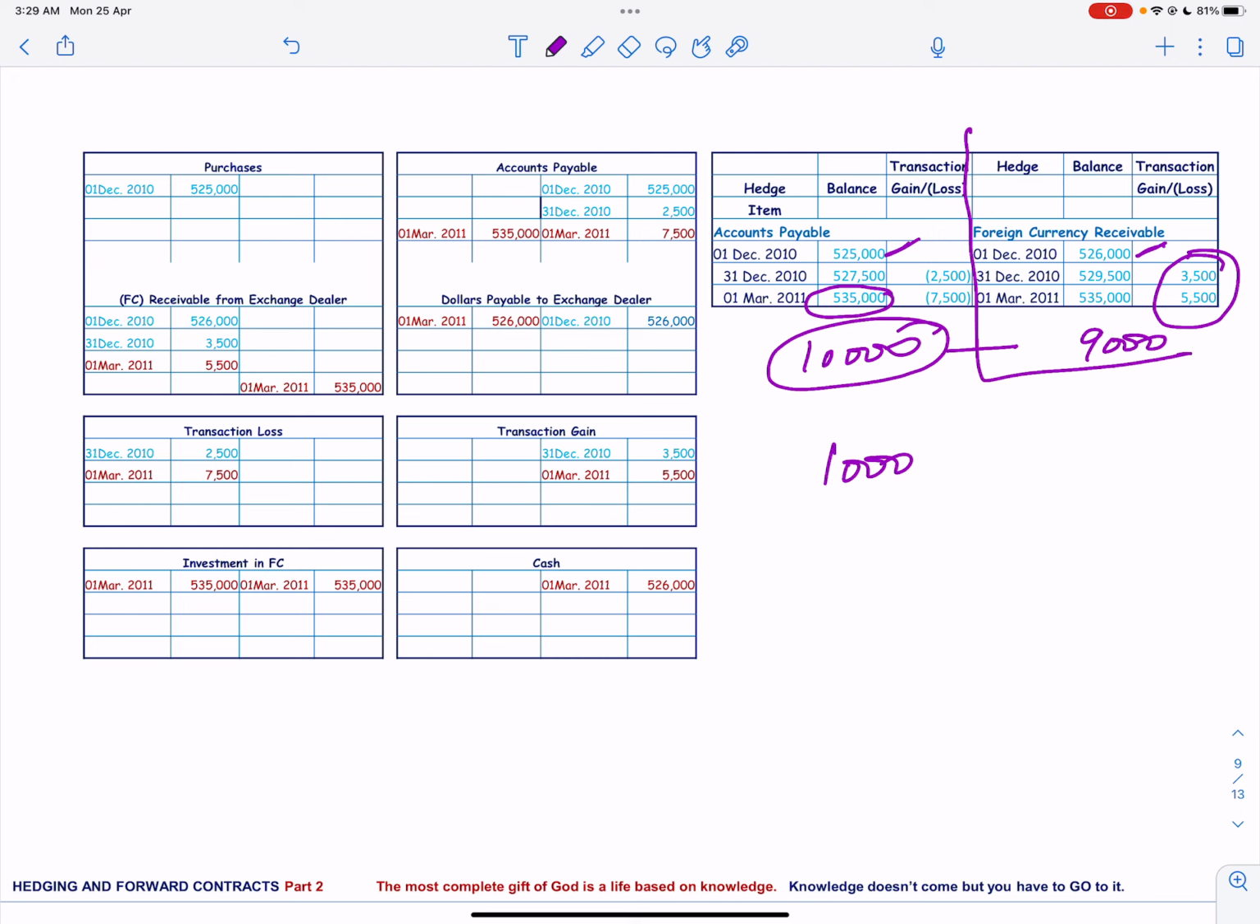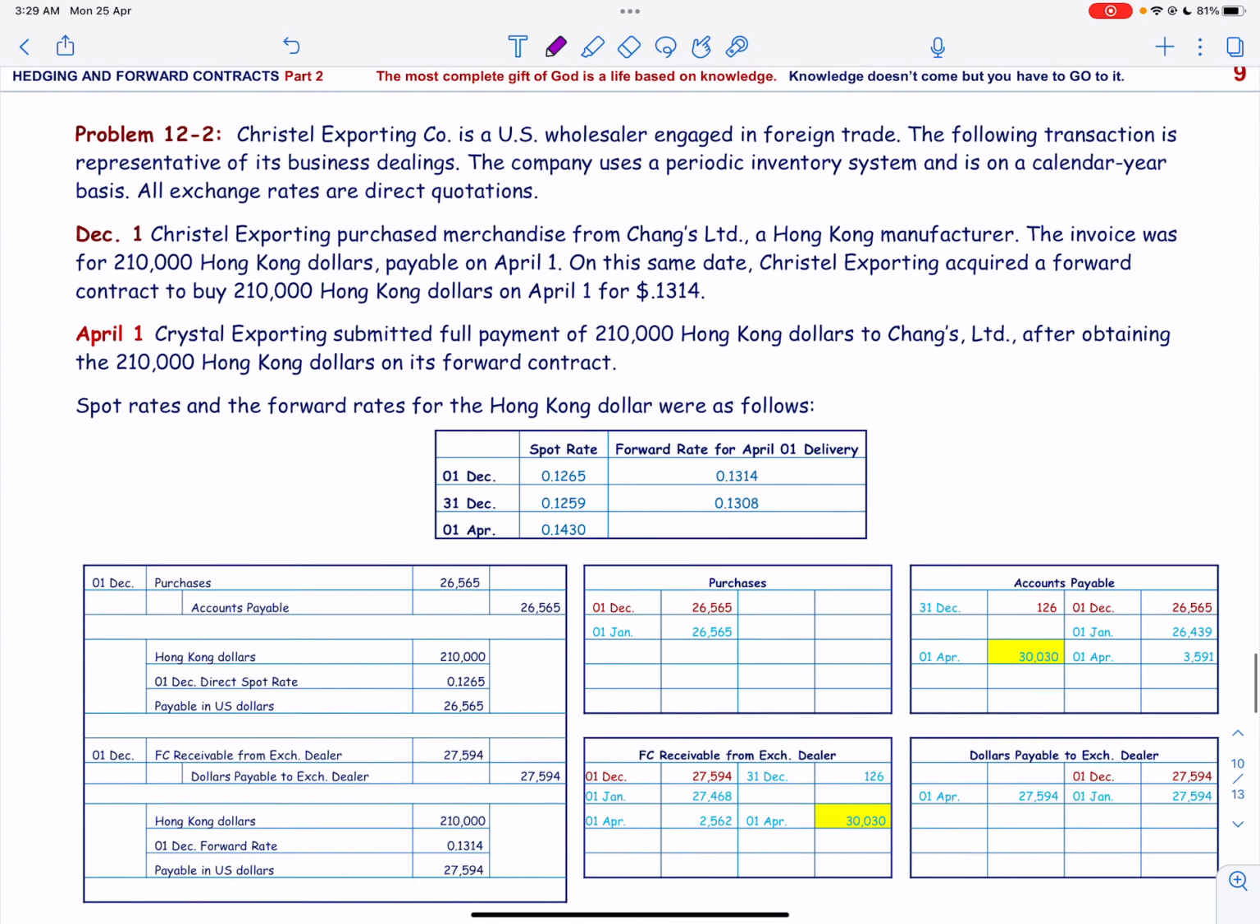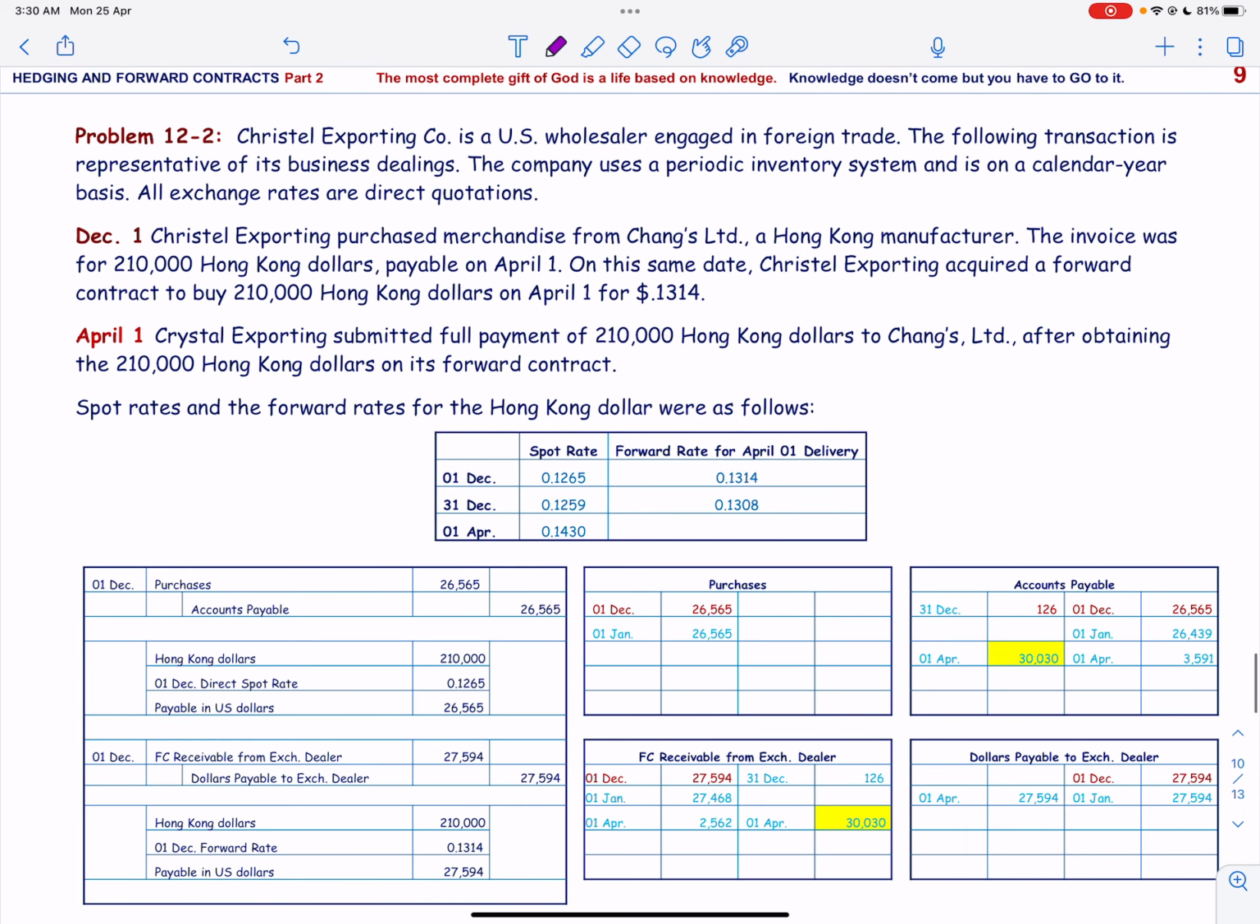Finally, let us solve a problem on hedging foreign exchange rate risk. Now, Crystal Exporting Company is a US wholesaler engaged in foreign trading. The company transaction is representative of its business dealings. The company uses periodic inventory system and is on a calendar year basis. All exchange rates are direct quotations.